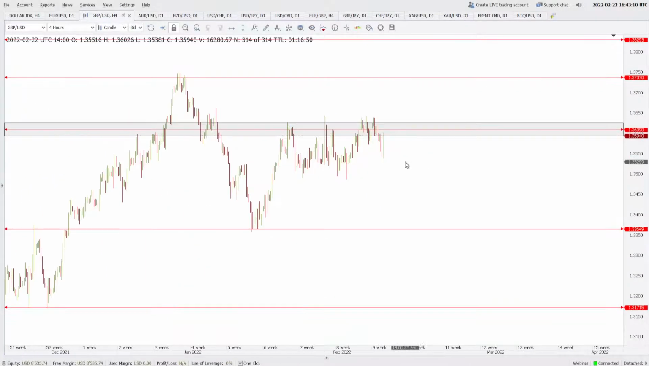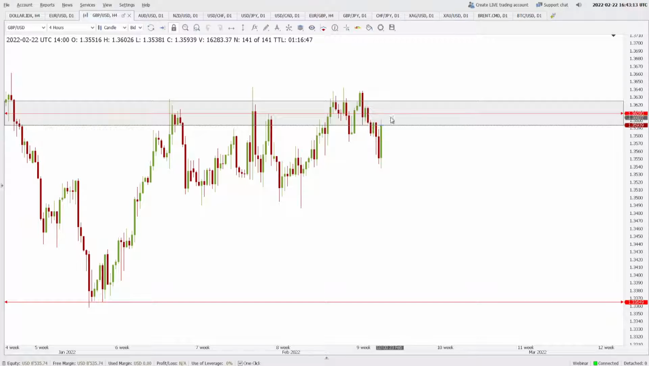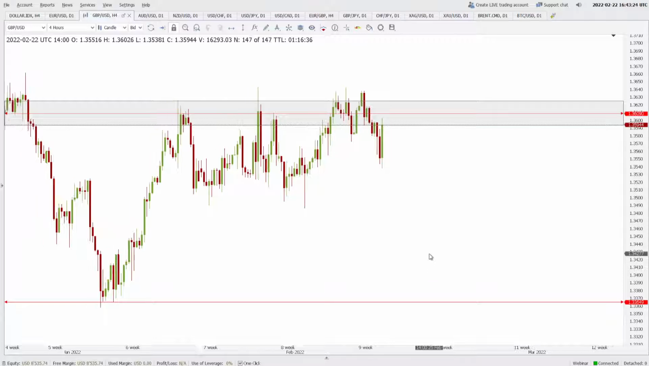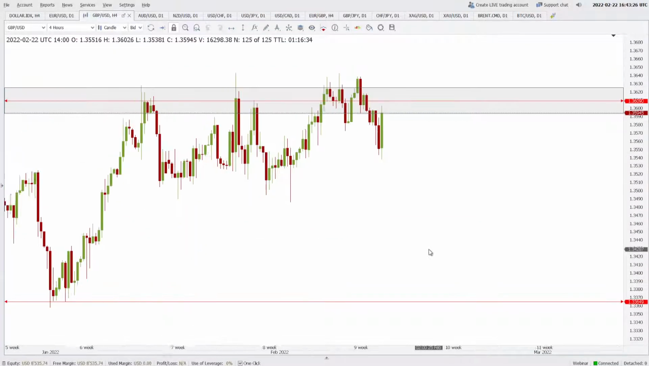On the contrary, if we see a bearish price action here near 1.3609, the selling of this will be a good idea, because your stop loss will be around 1.3645 area and your take profit will be 1.3364 area. I hope that makes a point.